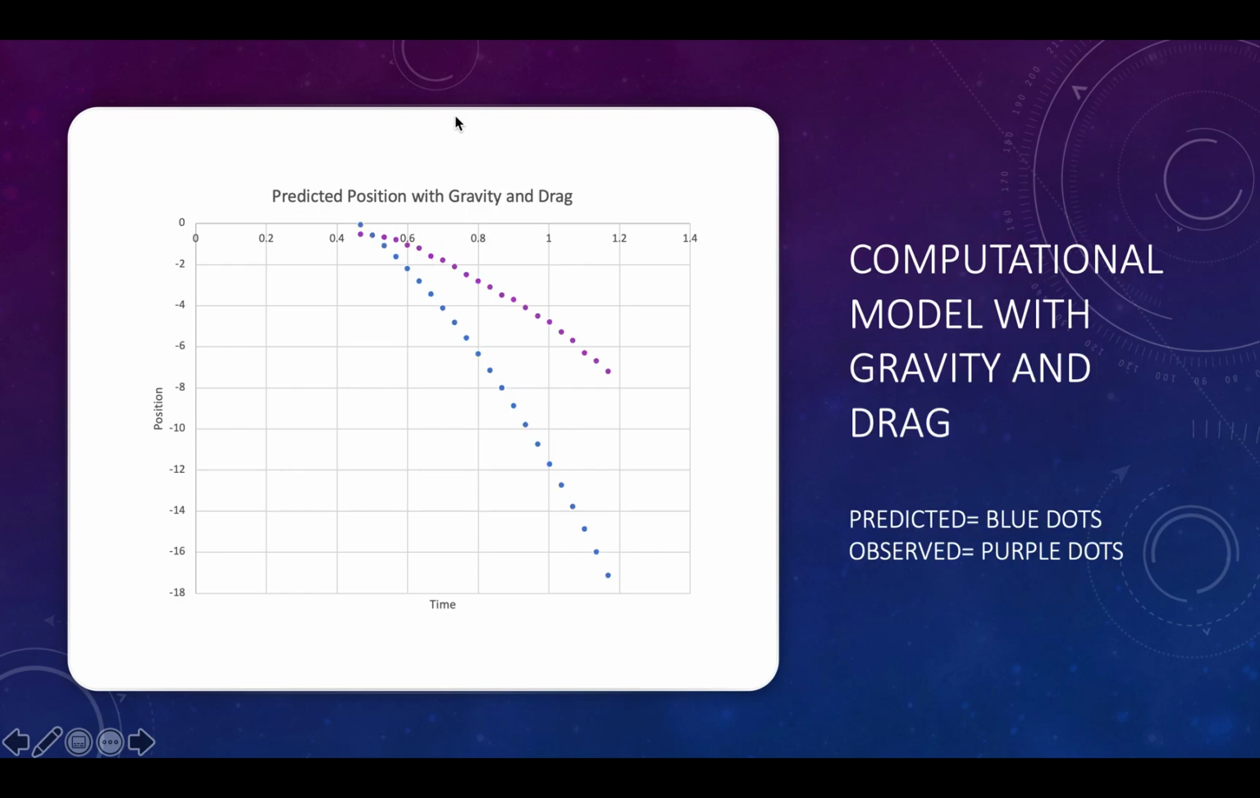So here's the other model with gravity and drag. We use Newton's second law to calculate the predicted position with the data that we collected from Tracker, and created this graph by incorporating drag into F net. The drag force is opposite to the direction of the object's motion and has a magnitude proportional to the square of the object's speed. We took all this into consideration when creating this model in Excel by using Newton's second law's equation.